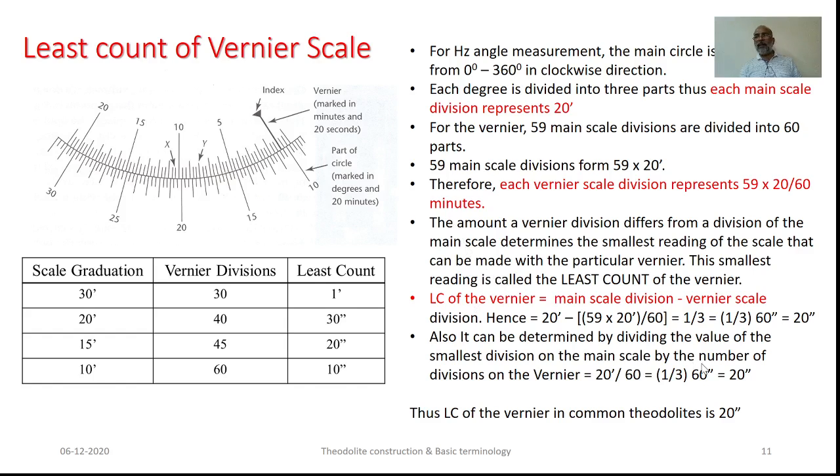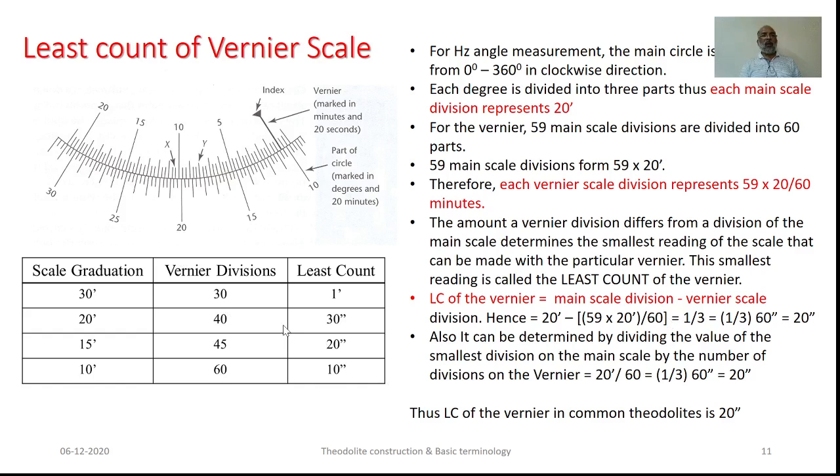Also, it can be determined by dividing the value of the smallest division on the main scale by the number of divisions on the vernier. The smallest division of the main scale is 20 minutes, whereas as we see here, there are 20 main parts. Each part is divided into 3 divisions. As such, there are 60 divisions on the vernier scale. Hence, 20 by 60, which comes to be 20 seconds.